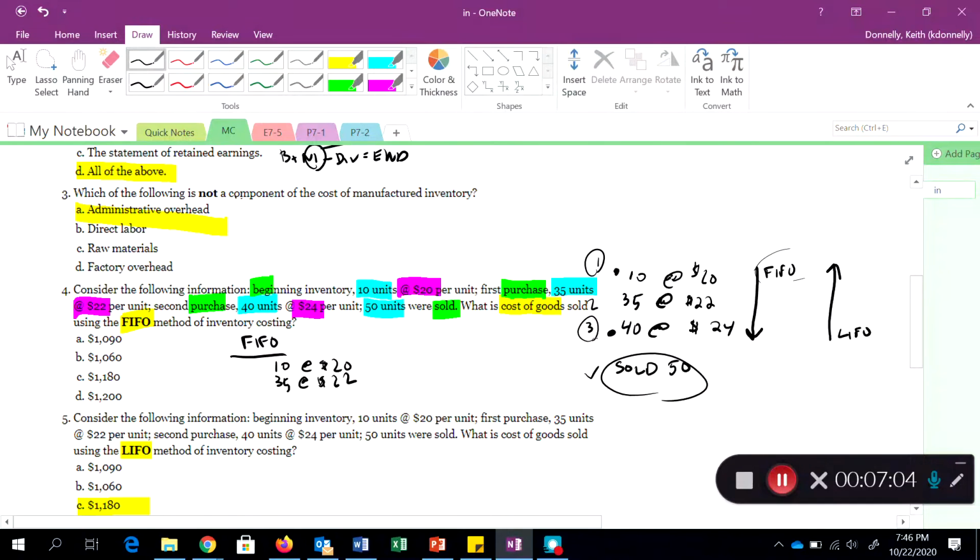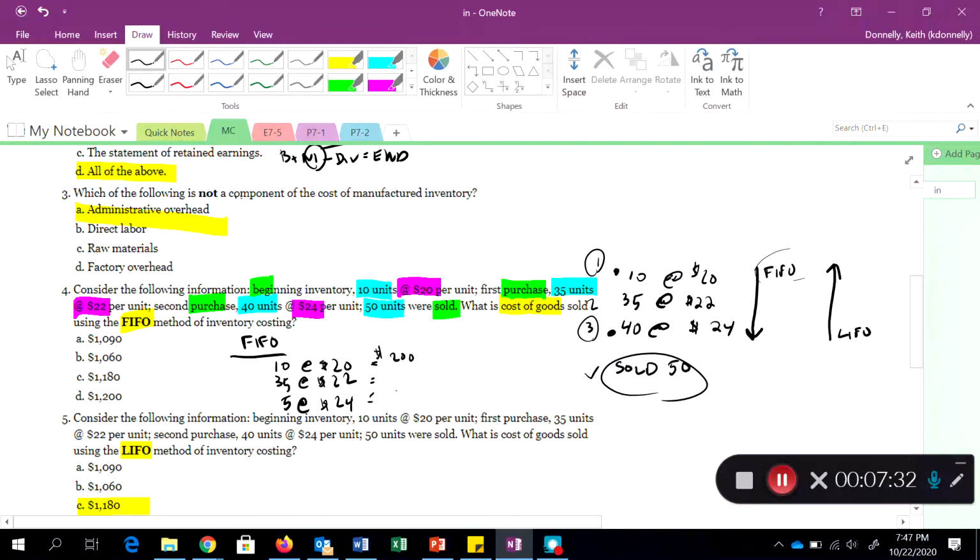So 10 and 35, that's 45. What that means is we sold 50, we've taken care of 45 of them. We have to get rid of the remaining 5. So we're going to take them from this batch down here. We started up here and worked our way down. 5 units at 24. So what we do is simply cross multiply. So $200.